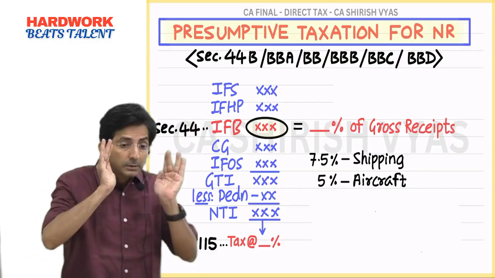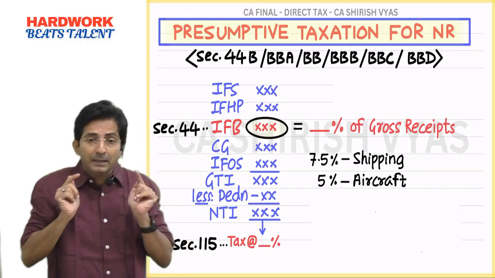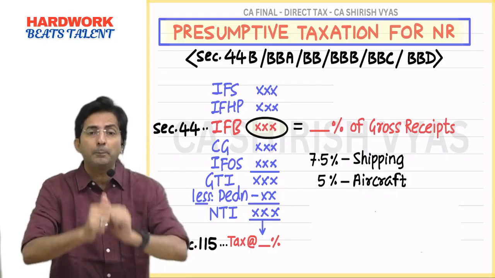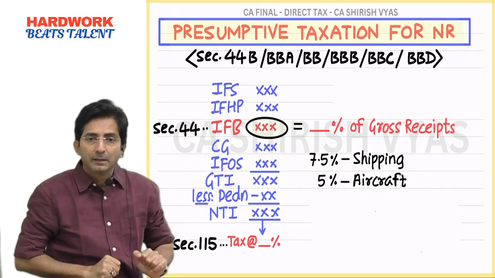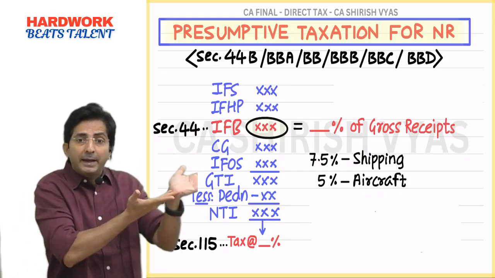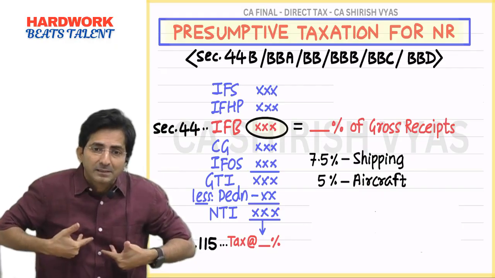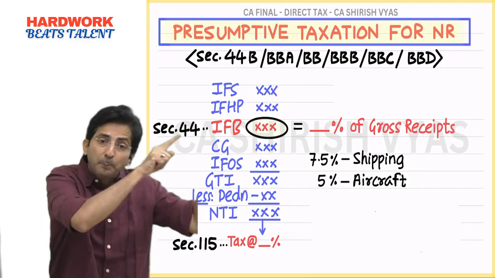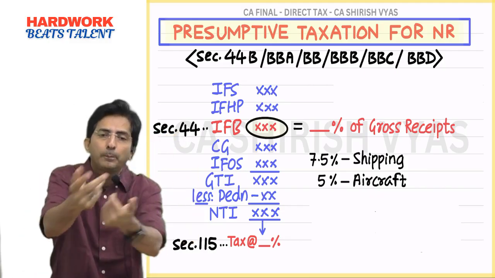Activity 1, searching the mineral. Activity 2, extracting the mineral. For these activities, who helps us? These non-residents. So when they help us, we have to pay. And when we pay, it is a payment for us. But for them, it is a gross receipt. 10% of that, they have to report in India.